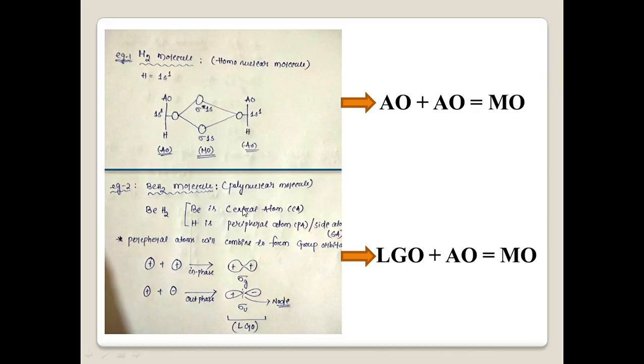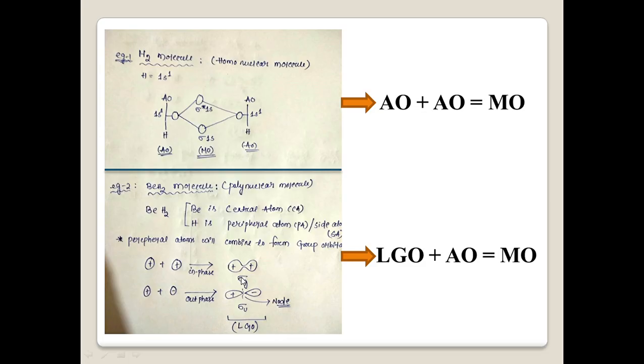Now let's discuss the BeH₂ molecule. It is a polynuclear molecule, and you know that in polynuclear molecule there is a central atom and there is a peripheral or side atom. So here the rule number 1 is the peripheral atoms will combine to form the group orbitals, that is GO, right? The peripheral means two hydrogens will combine. So if the orbitals of two hydrogens combine, there will be two possibilities. One is in phase, means constructive overlapping, bonding, and one is out of phase, that is destructive overlapping, that is anti-bonding, and one node is present in anti-bonding, right?